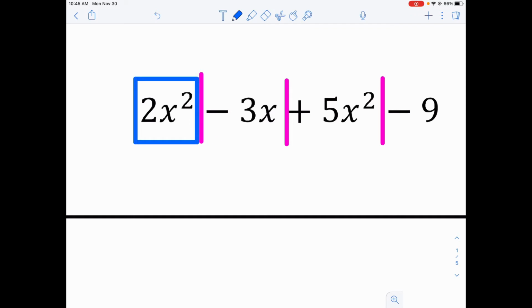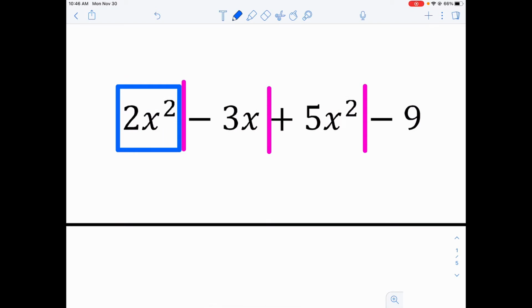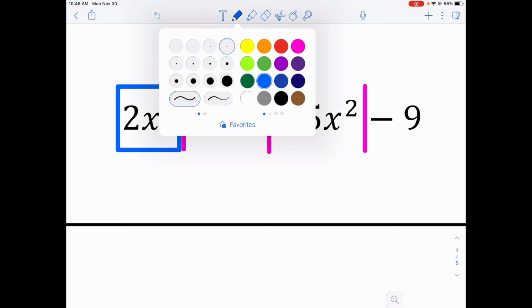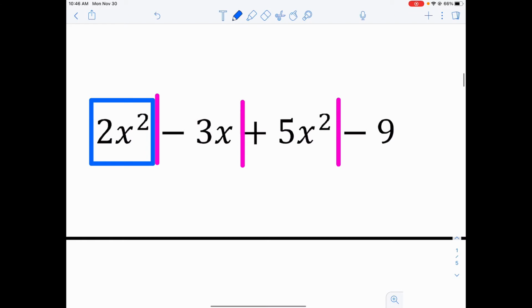Now I'm going to look through all of my other terms, and if it is a like term to 2x squared, has the same variable and the same exponent, I will also put a box around it. So the next term is a negative 3x. They do have the same variable, but you'll notice they don't have the same exponent because this x has a squared on it and this x does not. So that means it is not a like term because they have to have the same variable and that variable has to have the same exponent. So I'm not putting a box around a negative 3x and I'm moving on.